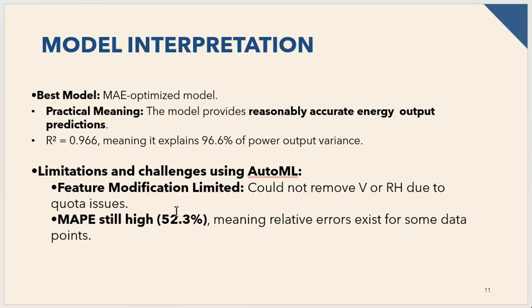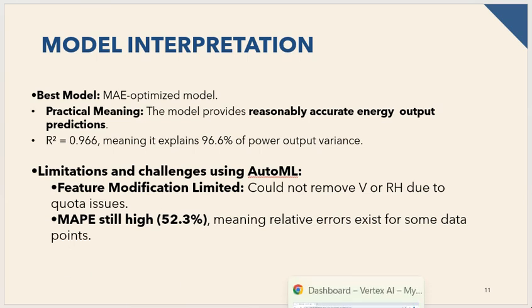However, with AutoML, I had a few challenges and limitations where I could not test out or create a training model that removes one of the features. And so you have a high MAPE, which is like 52.3, which means that it has relative errors existing in that because of high correlation.